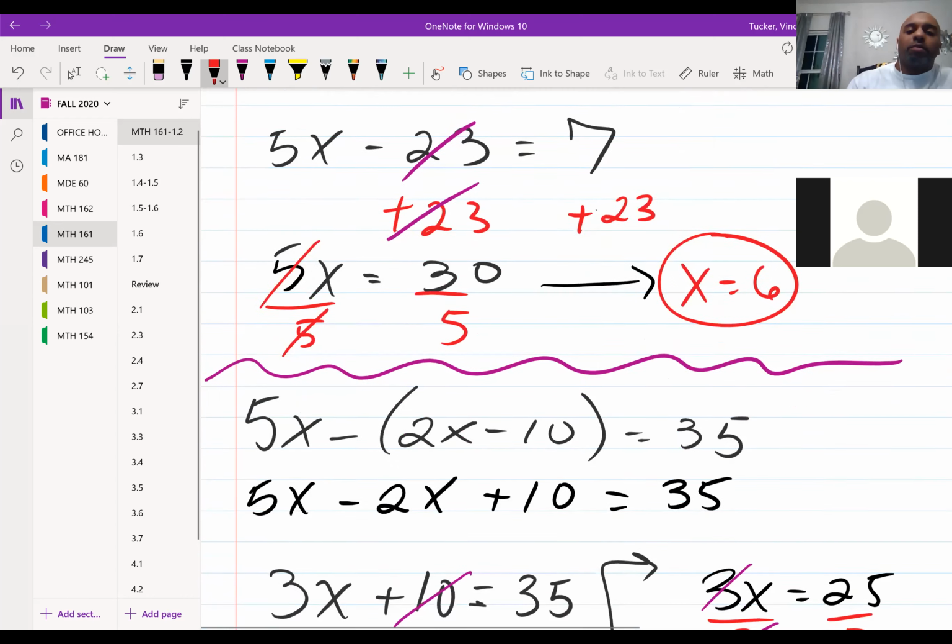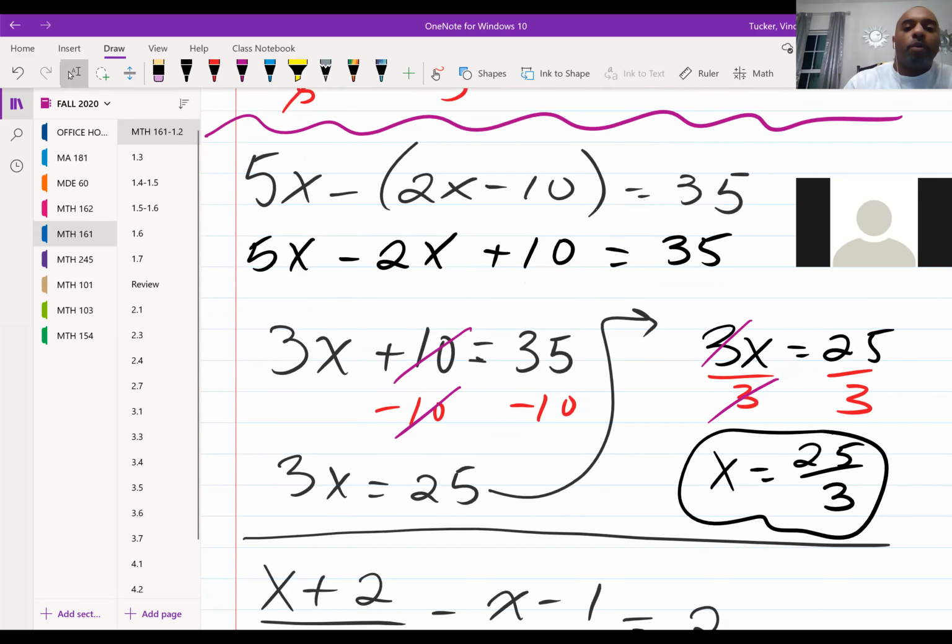All right, so next one. We have 5 minus the quantity of 2x minus 10 equal to 35. First thing we need to do is get access to the x that's in the parentheses. The way we do that is go ahead and distribute that negative. So it'll be 5x minus 2x plus 10, the negative. All the negative does is change the sign of each term that's inside of the parentheses. Combine your like terms. 5x minus 2x, that gives us this 3x.